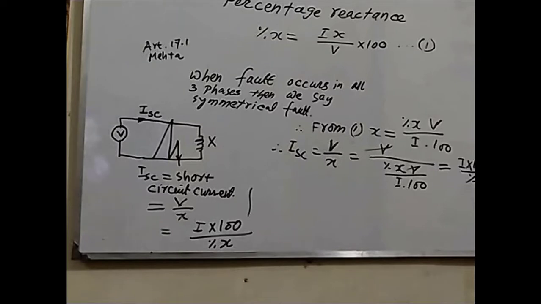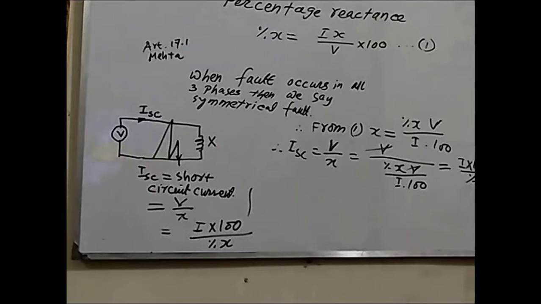We know about reactance. Reactance is the opposition given by a coil. Coil means when wire is made into a coil. Now we want to understand, have you understood how to calculate short circuit current?